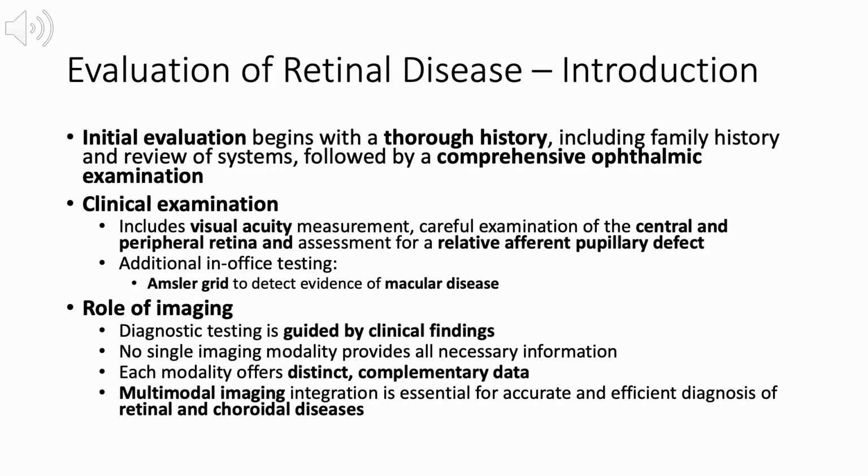Let's begin this chapter by talking about the initial retinal evaluation, which begins with a thorough history, including family history and a review of systems, and is followed by a comprehensive ophthalmic examination. This step establishes the clinical context that guides further assessment. The clinical examination includes measurement of visual acuity, careful evaluation of both the central and peripheral retina, and assessment for the presence of a relative afferent pupillary defect. Additional in-office testing may be performed, including use of the Amsler grid to detect evidence of macular disease.